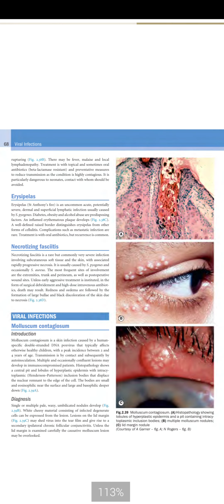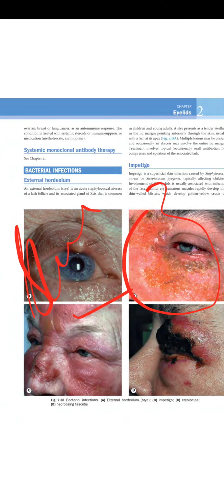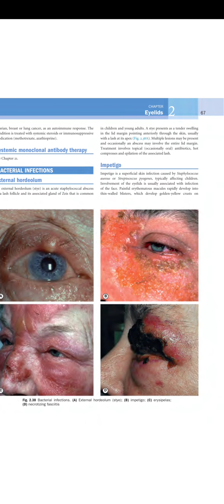You can see that there is an infection of the skin. So basically impetigo is caused by Staphylococcus aureus or Streptococcus pyogenes, and it is like a process. It starts with the macule, then blisters are formed, then crusting forms, and then they rupture. And treatment is with the systemic antibiotics.